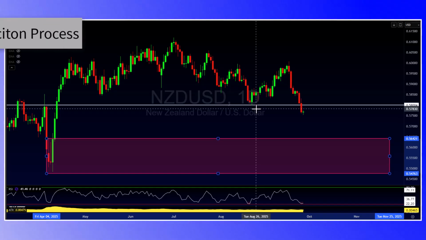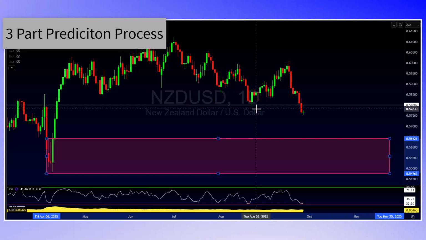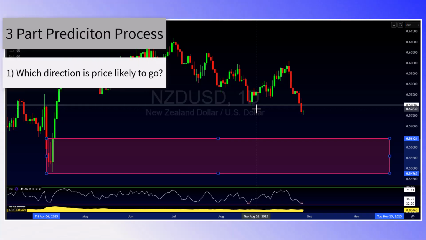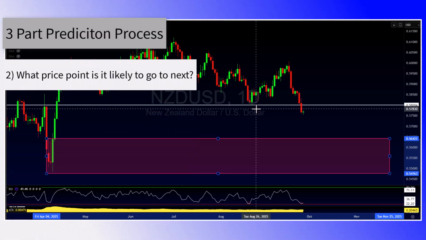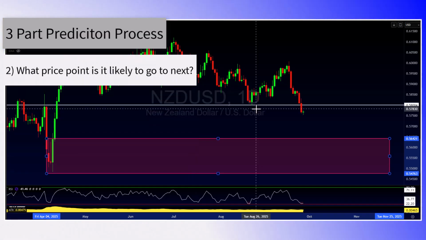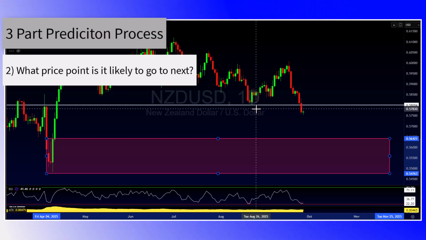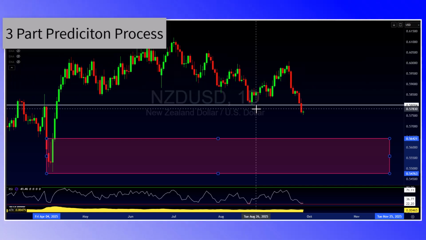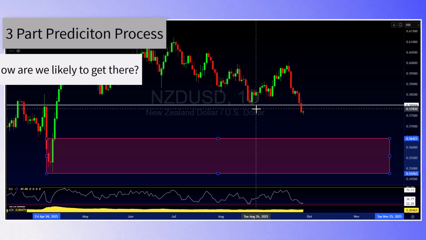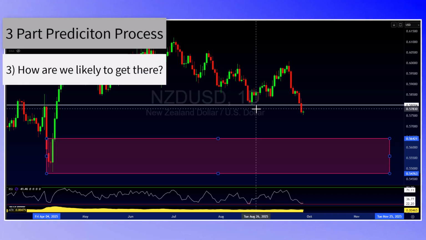Now, there's three parts to the prediction process. There is which direction is price likely to go in. That's going to be lower. If price action goes in that direction, lower, then where are we likely to go lower to? We've already drawn out our box. I didn't do it in detail because that doesn't matter right now. And then the third part of the prediction question is, if we're likely to go lower to that level, then how are we likely to go there?